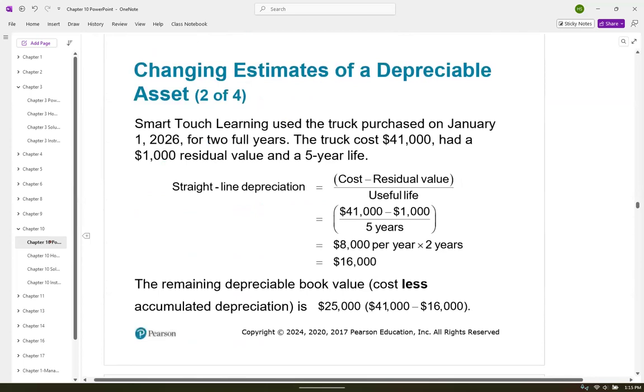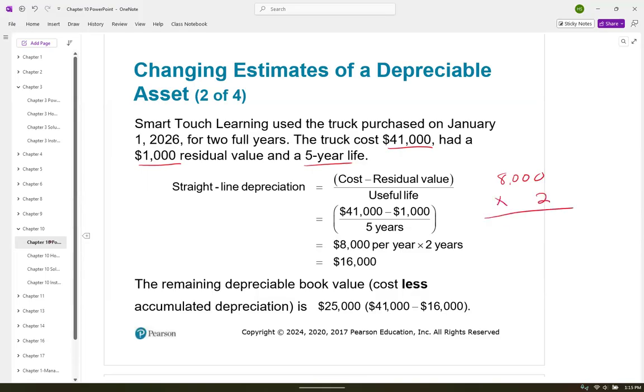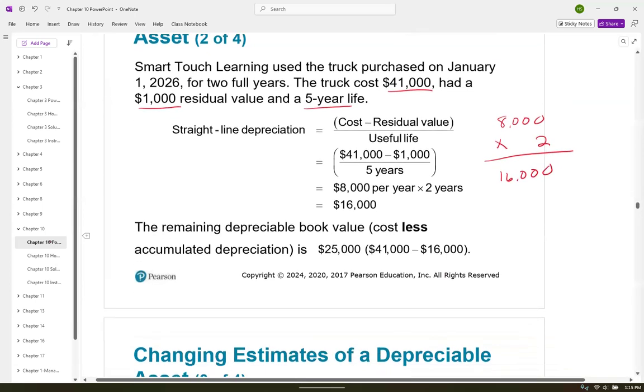Okay. All right. So in this example, Smart Touch Learning used a truck purchased on January 1st for 2 full years. The truck cost, this is the exact same problem, $41,000, with a $1,000 residual value and 5-year life. Okay. We know that's $8,000 a year. We know that because we've already calculated that. Okay. They depreciated it for 2 years, so we know that we've depreciated it 16,000.